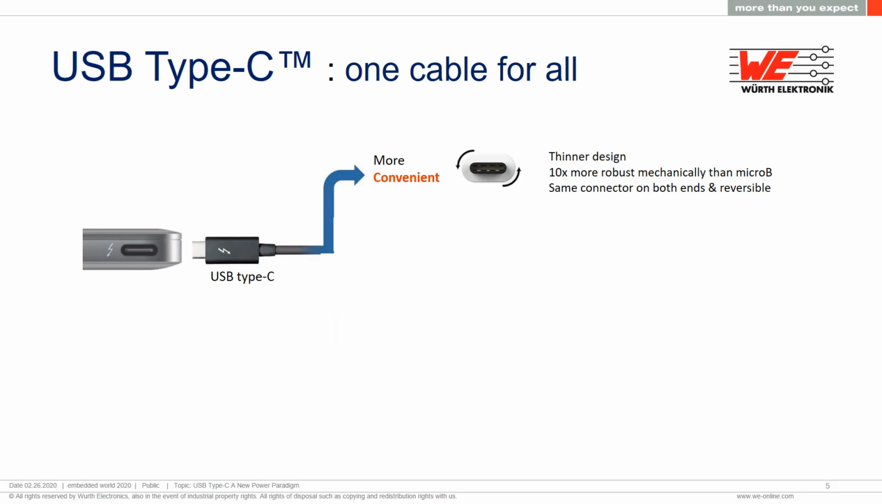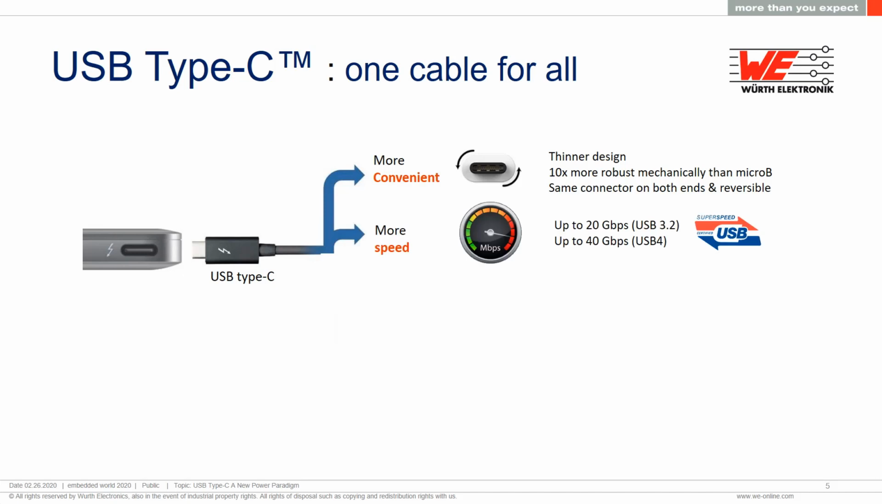The new connector itself is more robust, designed for 10,000 insertions, which is up from 5,000 for the mini USB and for only 1,500 on a standard USB-A connector. This allows you to plug and unplug the connector twice a day for the next 14 years. It's more rugged because the spring contacts, which are the wear parts, are now on the cable connector instead of the socket. Replacing a cable is easier than replacing a socket in your device.